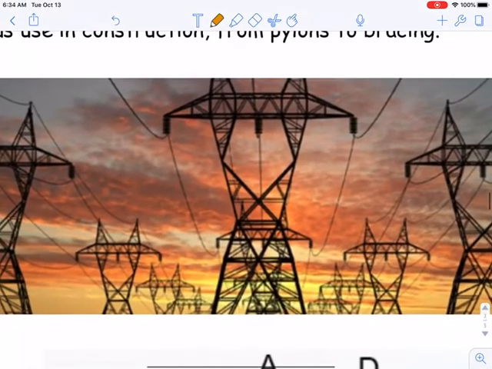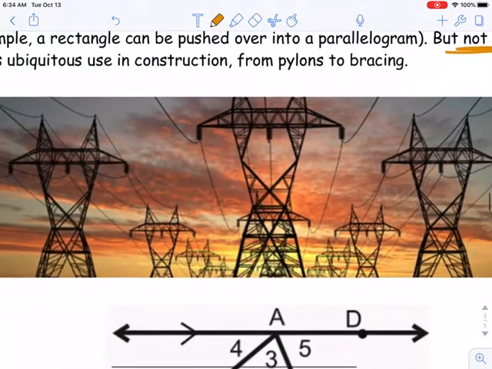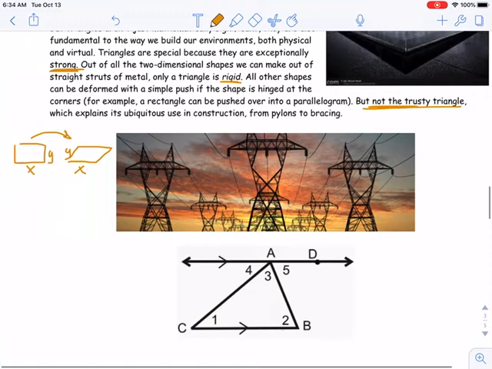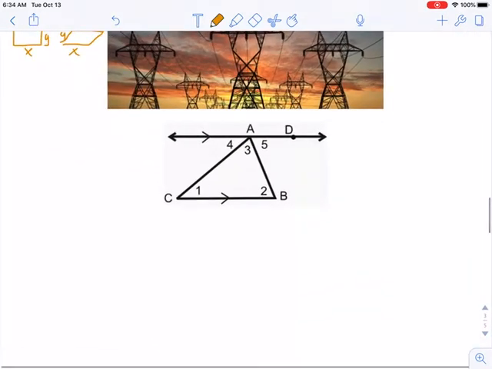But anyways, that's why power lines look this way. A lot of buildings, like, look at next time you're at a Derby football game under the bleachers, there's a lot of just triangles there for supports. All right, so watch this.